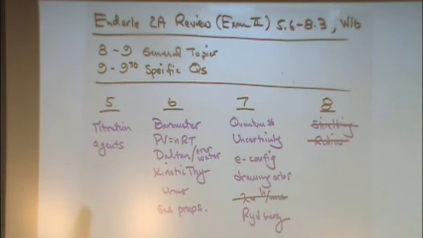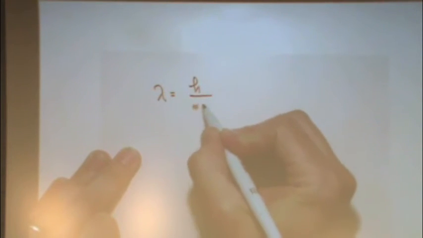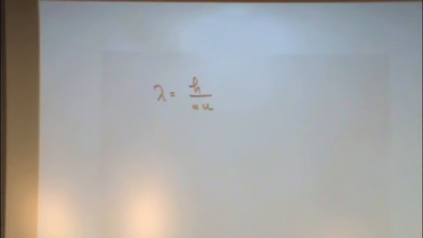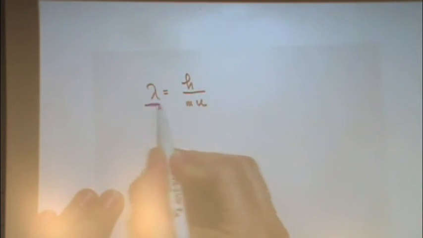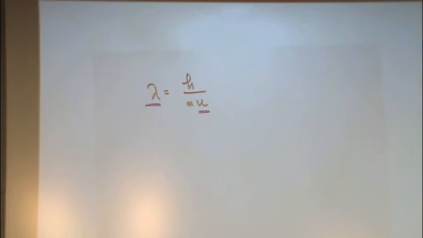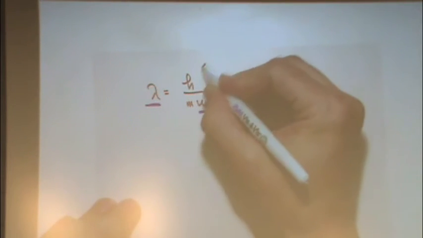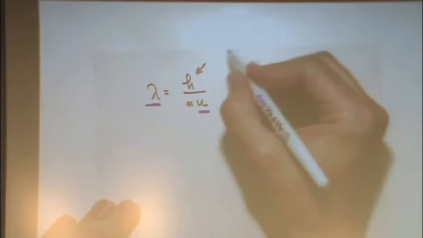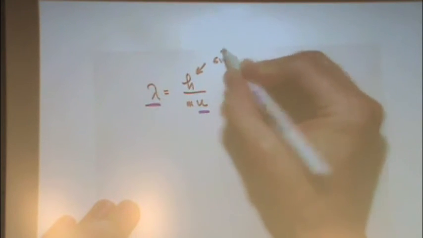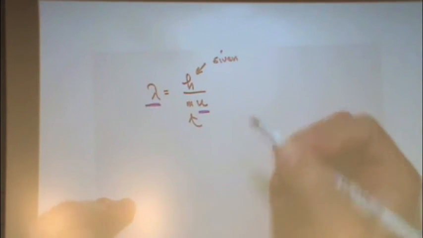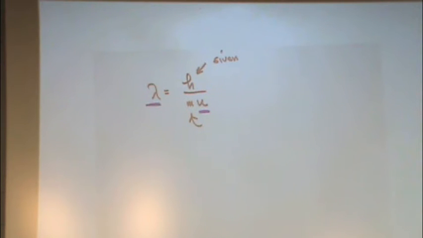So let me just rewrite this equation one more time. Lambda equals h over m u. Usually the variables that we're asking you for are lambda or u, the velocity, okay? Everything else is pretty much a constant. So this is Planck's constant, that's a given. M, that could depend on what it is. So it could be the mass of a particular entity.